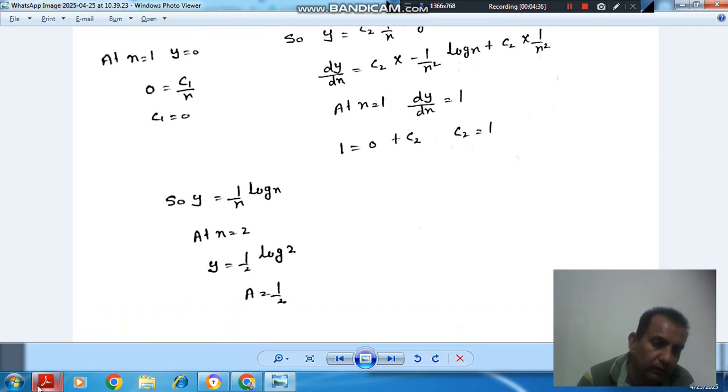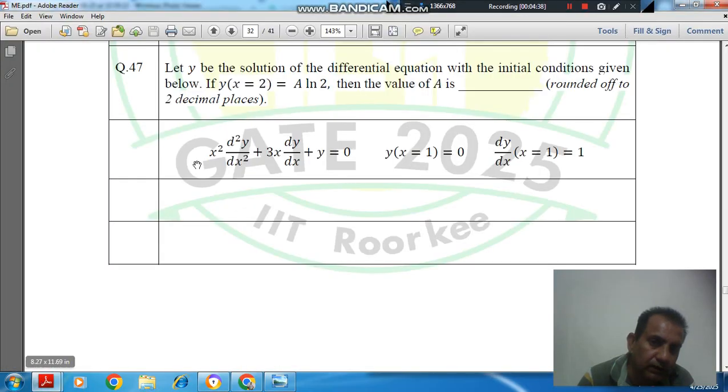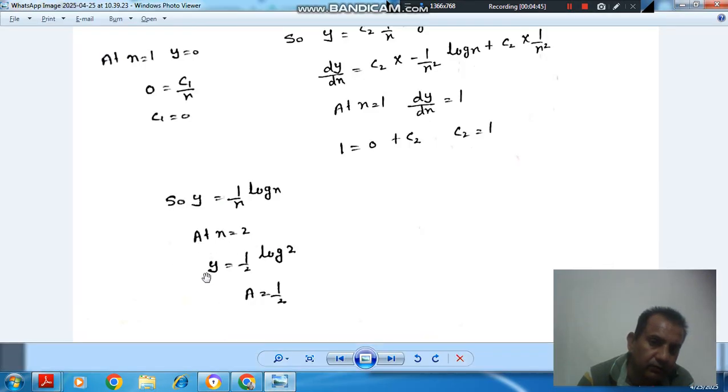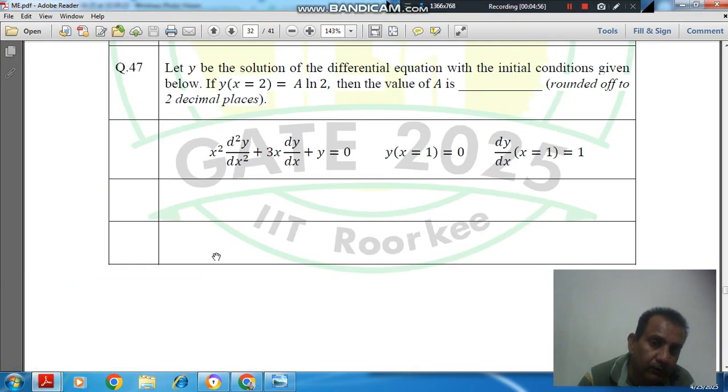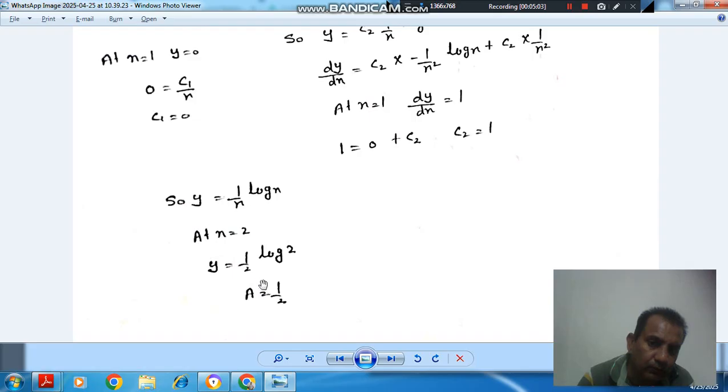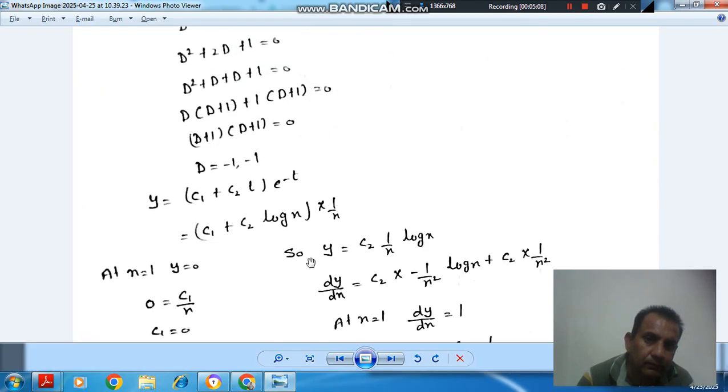Now according to the question, if x is 2, y is a ln 2. If x is 2, y is 1 by 2 log 2, putting x equal to 2 in this. And it is given that it is a ln 2. So if we compare these two expressions, a ln 2 and 1 by 2 log 2, a will be 1 by 2. So the answer is 1 by 2.